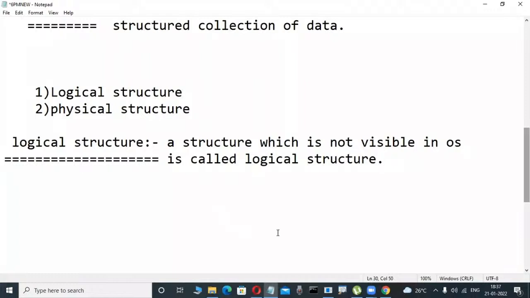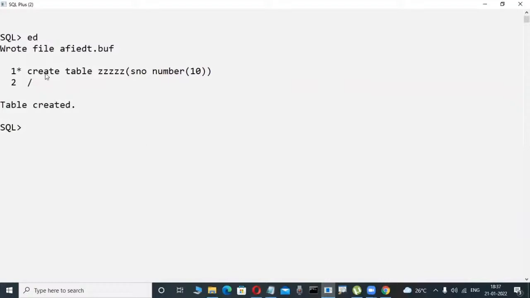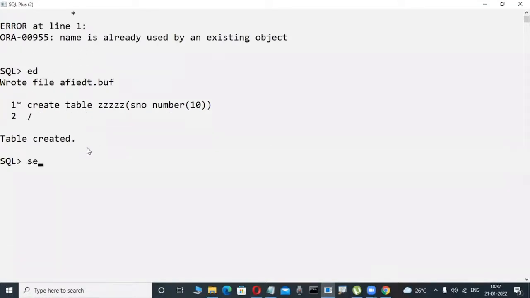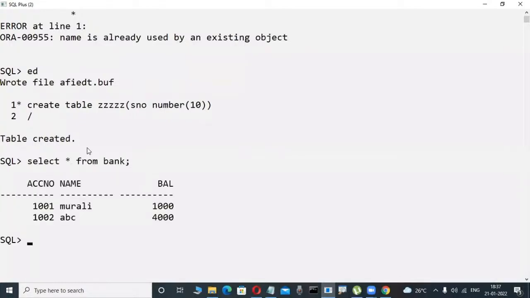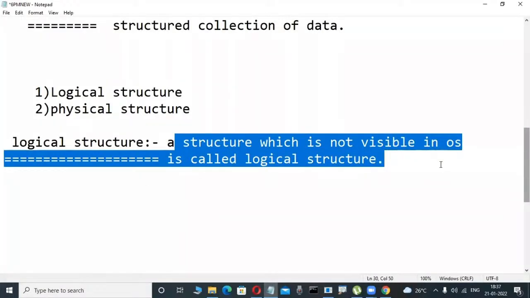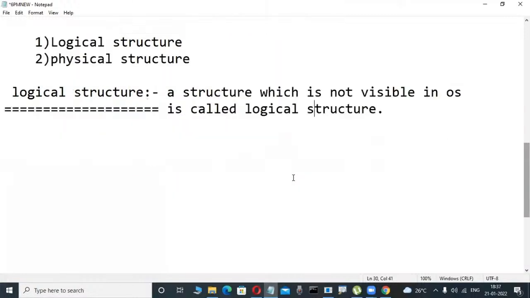That's why when you create a table, we are unable to view it in the C drive or D drive like that. But where is it visible? Yes, in the database. This is a database only, don't worry. In this database only, it is visible. Those tables are visible in the database, but not in your C drive or D drive. That's why a structure which is not visible in the operating system is called a logical structure.